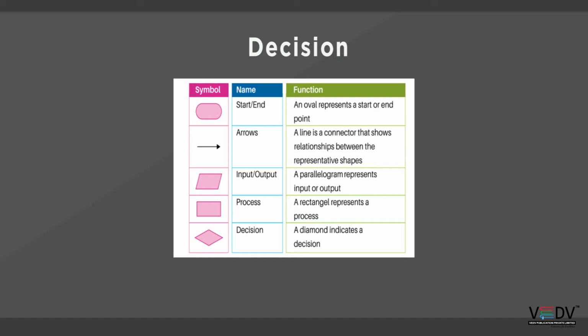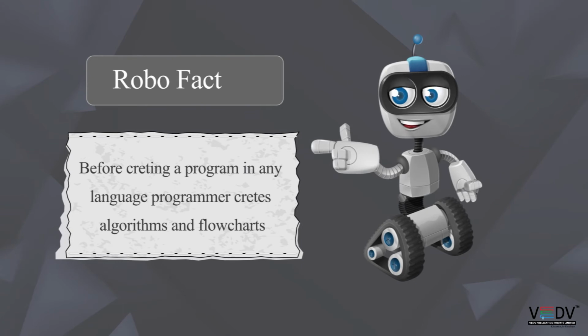The process in a flowchart can be expressed through boxes and arrows with different sizes and colors. In a flowchart, we can easily highlight a certain element and the relationship between each part. Robo fact: before creating a program in any language, programmer creates algorithms and flowcharts.